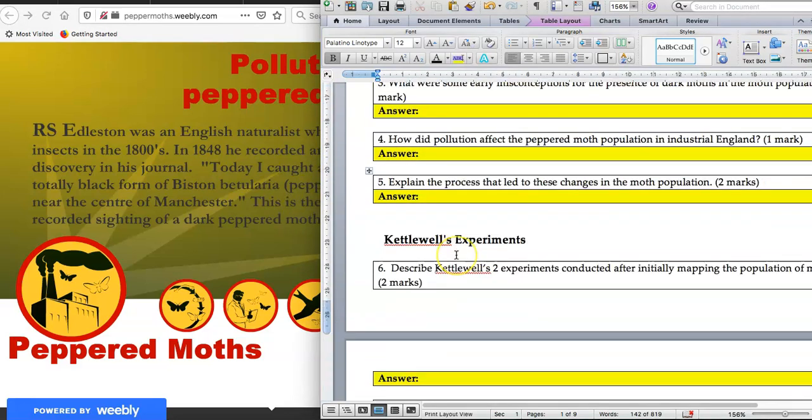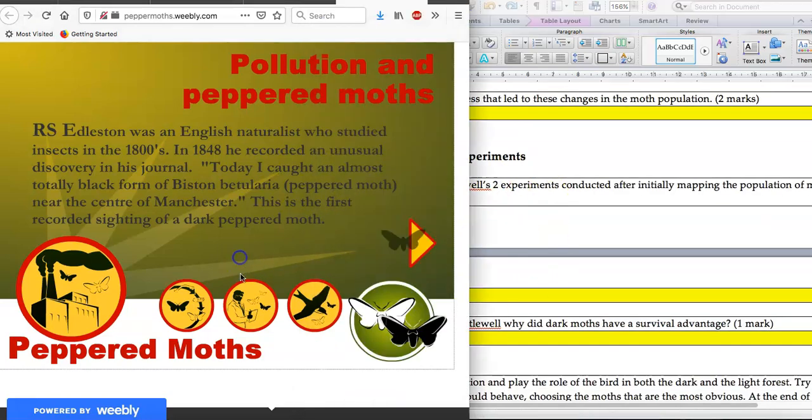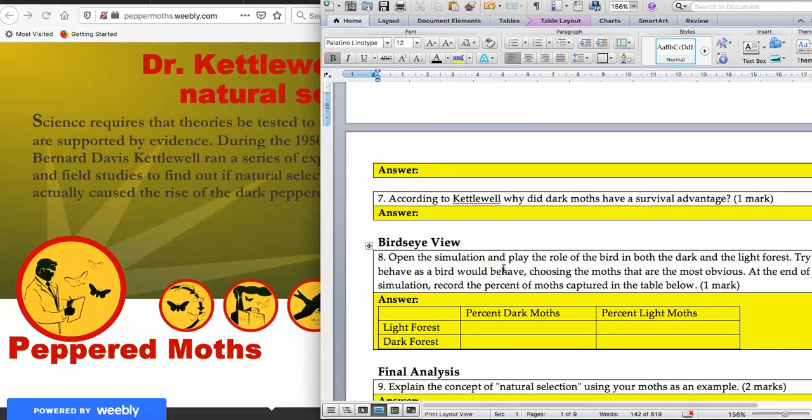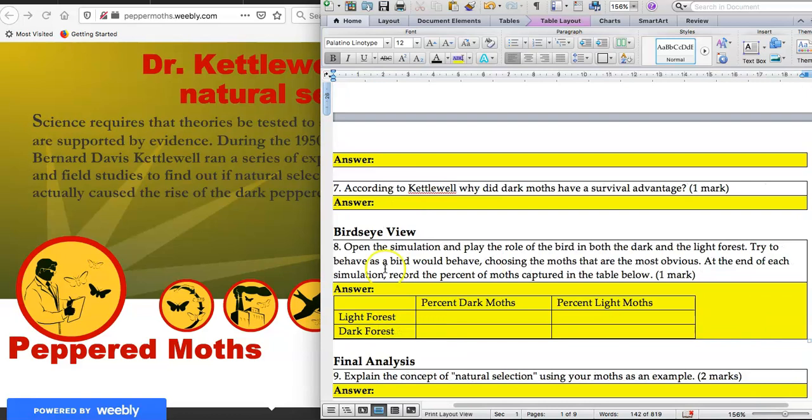Nothing from me there. Next section, Kettlewell's experiments. Once again, the next box. Shouldn't need much more help than that. What I will show you is the bird's eye view. The last part is when you actually get to play the game. You get to be the role, and it is super important you do it twice. It's super important you do it in both the dark forest, which is after the Industrial Revolution when the trees became covered in soot and dark, and also the forest before that. It says behave as a bird. So try choosing the moths that are most obvious first. Well, that's probably pretty straightforward. We're going to be seeing that too.